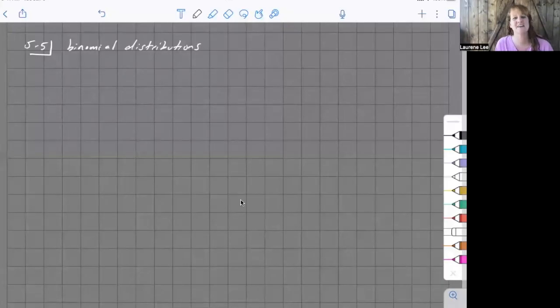Hey, today we're talking about binomial distributions. Binomial distributions are situations where you have only two answers. Typically we classify them as a yes or a no, or a success or failure. For example, if I ask you, do you like cats? That's a binomial situation because your answer is either yes or no.